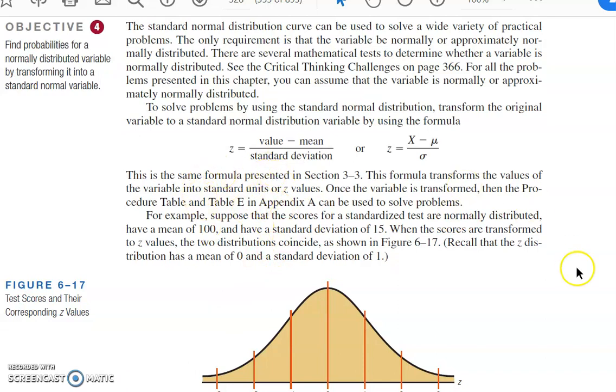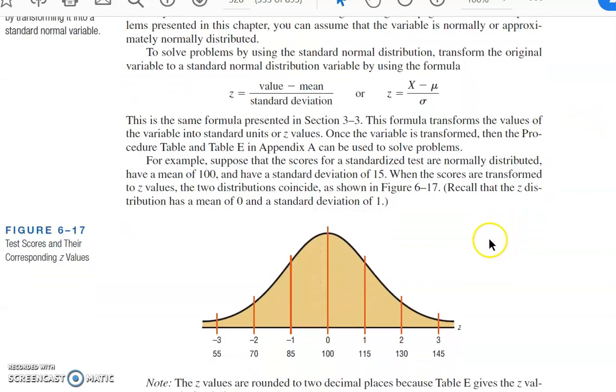Okay, and that's what he's saying here. I tried to make it more clear, but I think he did a good job writing this. It's the same formula we used before. This formula transforms the values of the variable, the original variable. They get transformed into standard units, otherwise known as z-values. Other authors will call them z-scores. Once the original x is transformed, then we use the procedure table, and table E in the appendix can be used to solve the problems. Okay, so I hope that's clear to you, and here's an example that he's going to give us.